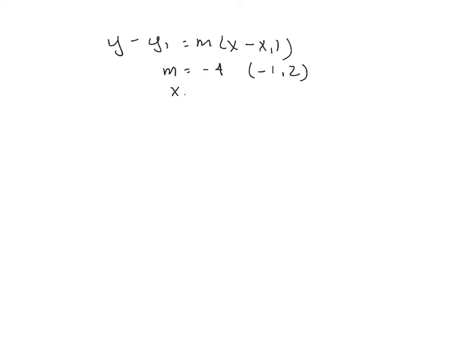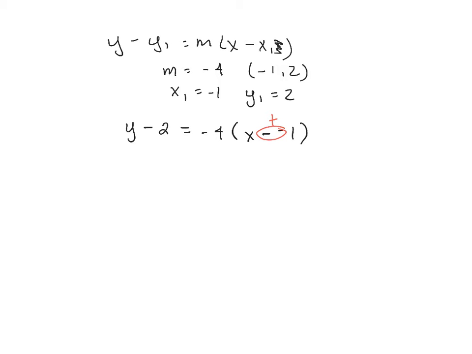So that means our x sub 1 is negative 1 and our y sub 1 is 2. Alright, all we have to do now is just plug in these numbers to the appropriate variable. So y minus y sub 1, which was 2, equals the slope, which was negative 4, parentheses x minus negative 1, because our x sub 1 was negative 1. So remember, x minus negative 1 would end up being plus right there.